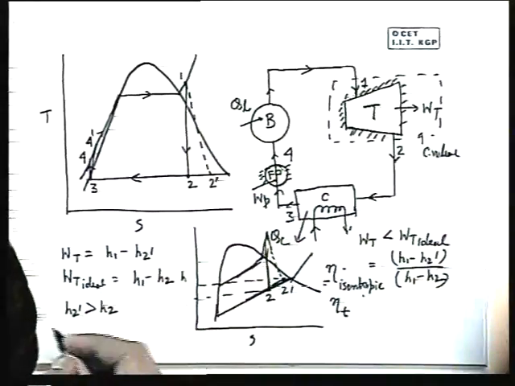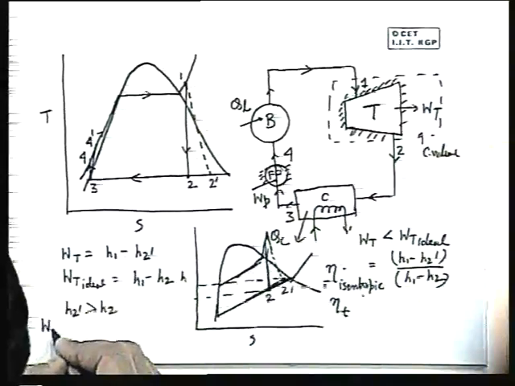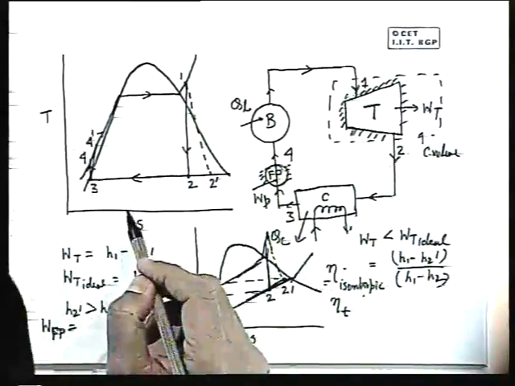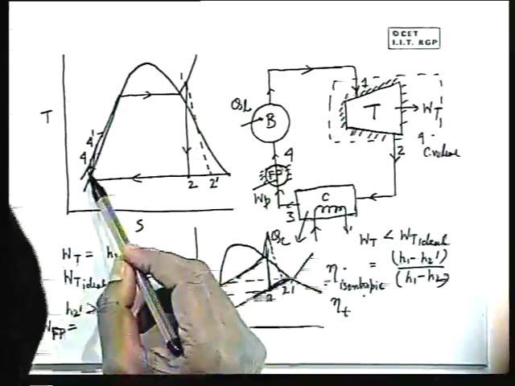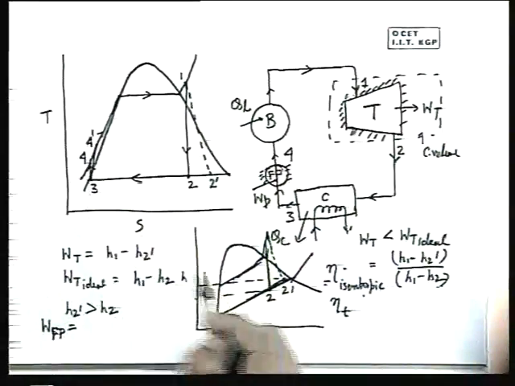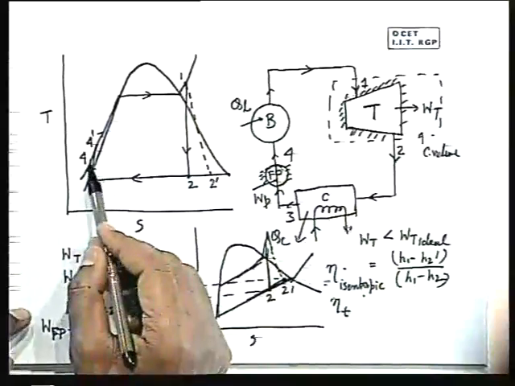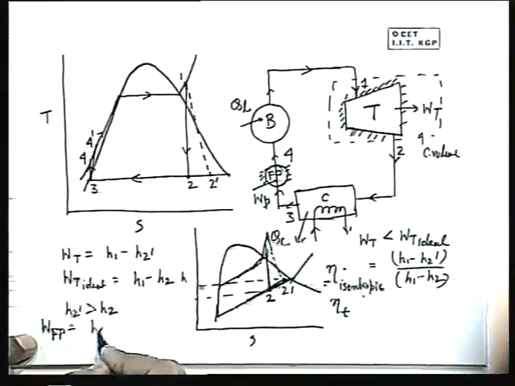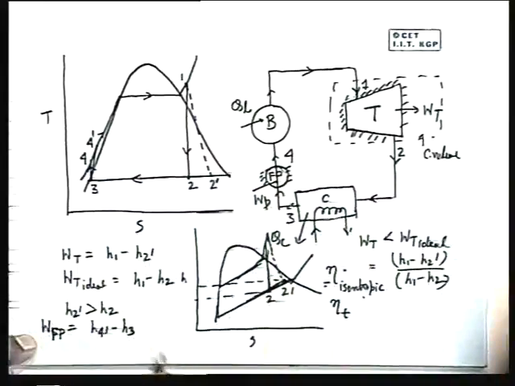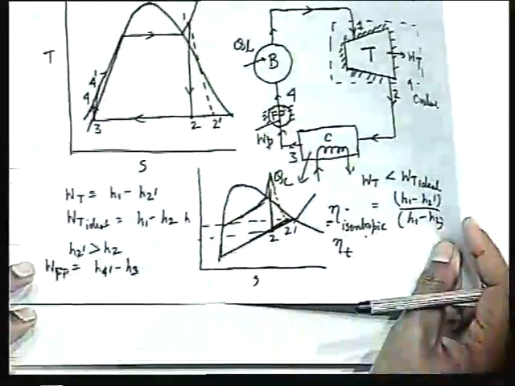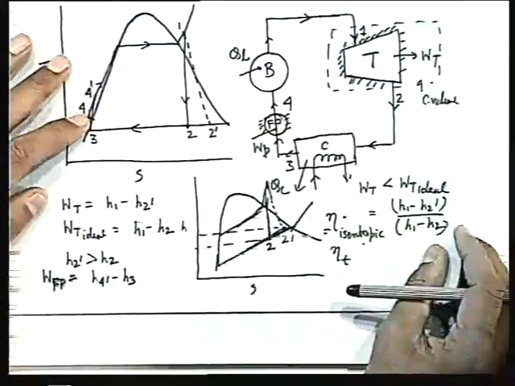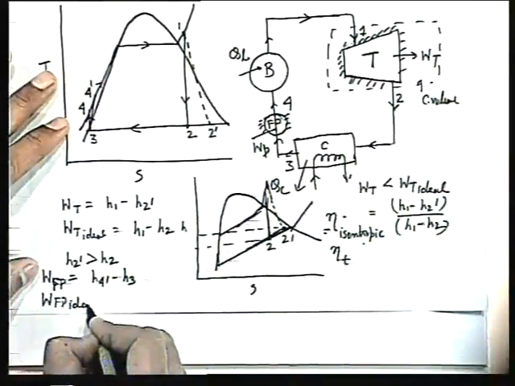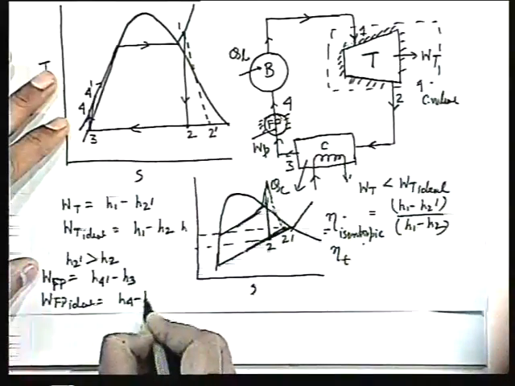Similarly, in case of compressor, what will happen? The actual work of the feed pump, sorry, not compressor, feed pump, these are similar things. Turbo machines you will read, when it handles liquid then it is called pump, when it handles compressible flow it is compressor. So, 3 to 4 is the ideal work, but actual work is H4, that means this is the work needed. Ideal work needed is H4 minus H3.